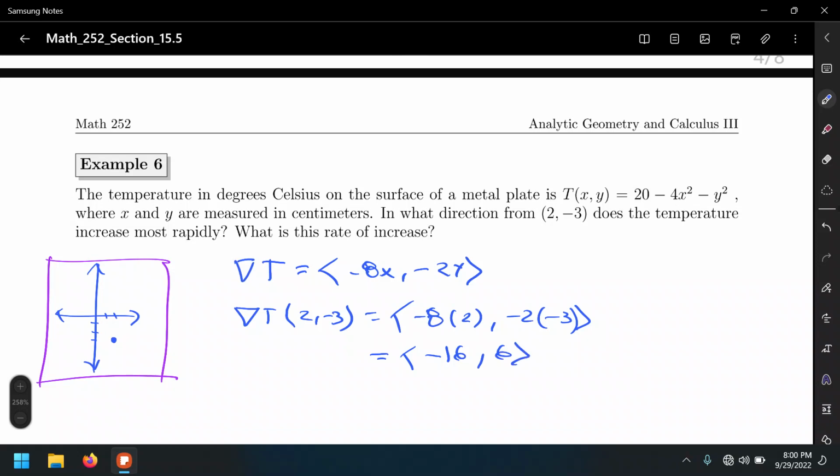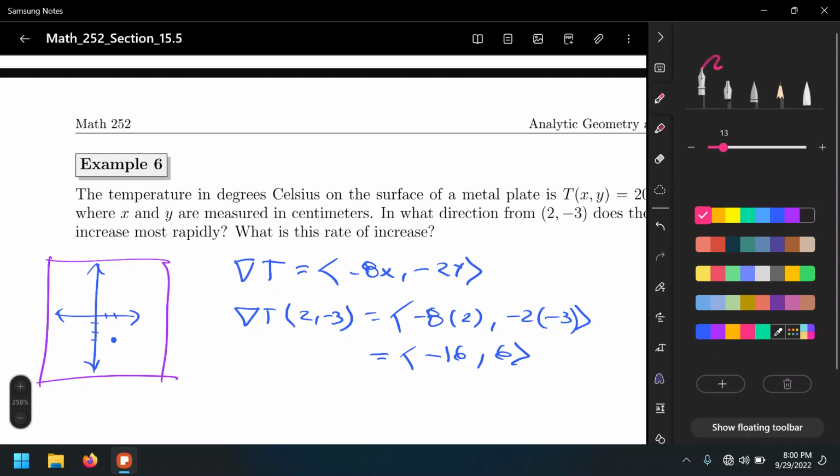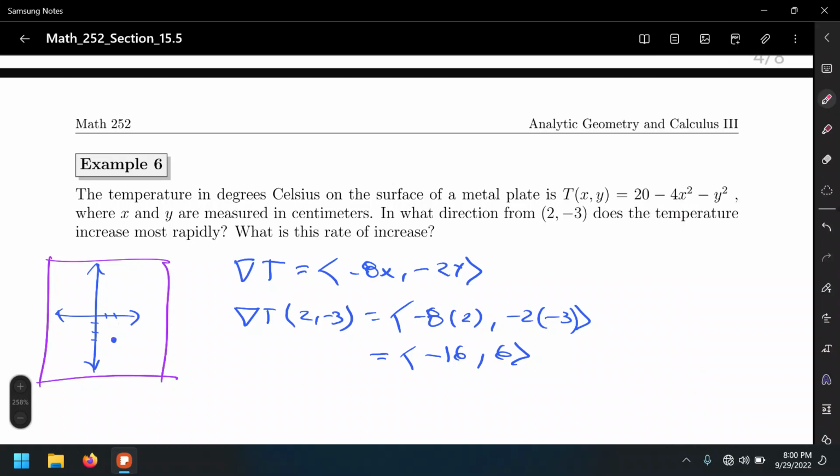What does that mean? It means that from the point (2, -3), we have to move -16 units in the x direction and 6 units in the y direction. That is, if we go this way, that's where the temperature increases most rapidly. Of course, this vector that I drew in red is not perfect, it's not drawn to scale. It's just to give us a sense of direction. It's negative in the x direction and positive in the y direction, just to make sense of it.